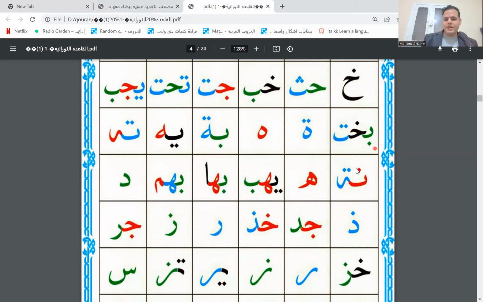And here there is na, ta, ha, ya, ha, ba, and ba, ha, a. So the letter ha has 1, 2, 3, 4, 5 shapes, 6 shapes sometimes. Next one is da. So jada, khada, ra, za, jara, khaza. And this is ra. I know it's weird. Za, ya ra, ta za, sa.